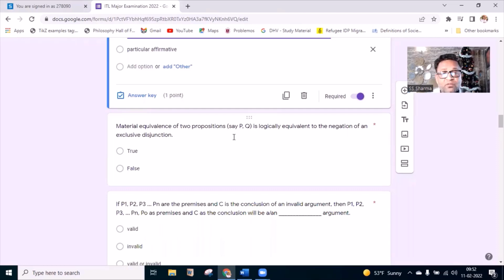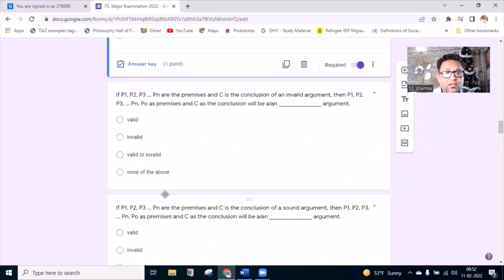Next question: material equivalence of two propositions, say P and Q, is logically equivalent to the negation of an exclusive disjunction. If you know the exclusive disjunction truth table, it is false, true, true, false. If you go for the negation of that, it will make it true, false, false, true, which is exactly the truth table of a material equivalence. So the answer was yes, true.